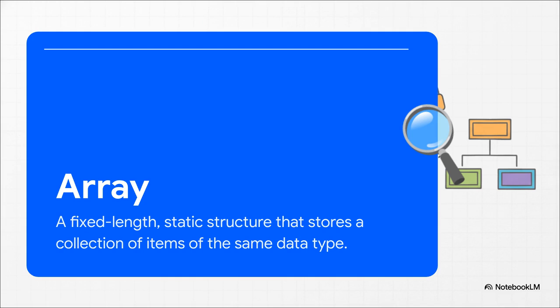The key things to remember are that everything in it has to be the same data type. And the super important thing, that numbering, the index, it almost always starts from 0, not 1. That catches a lot of people out.